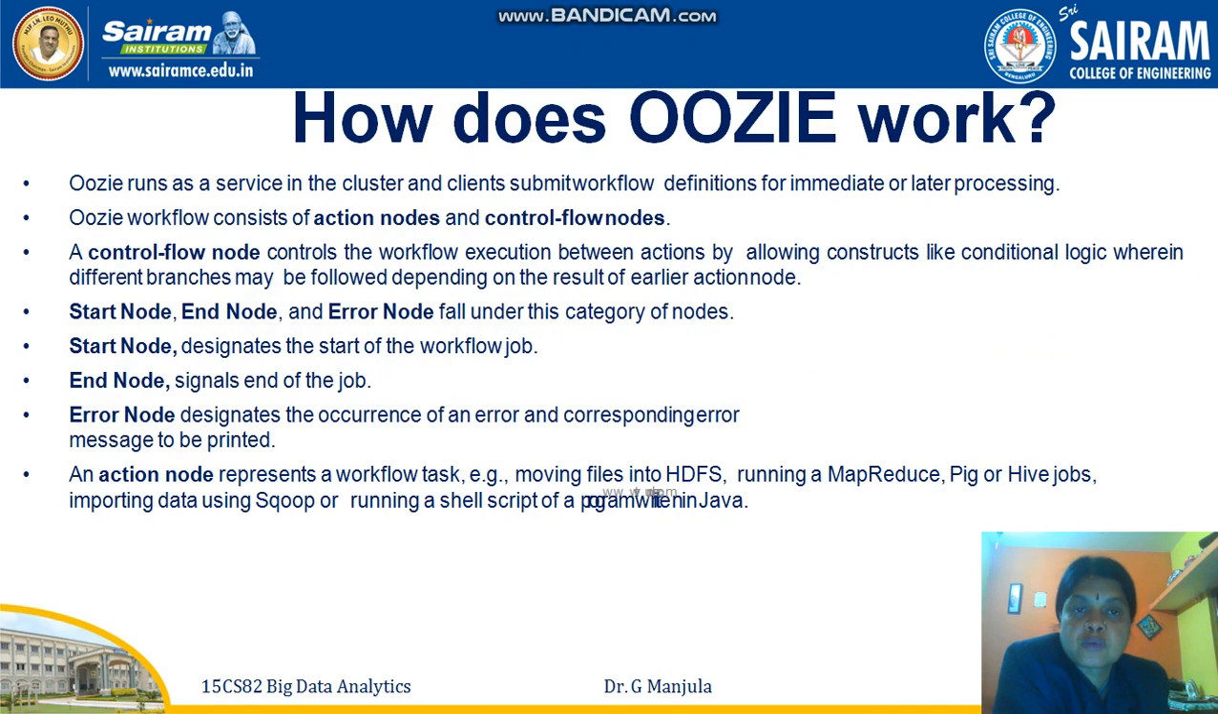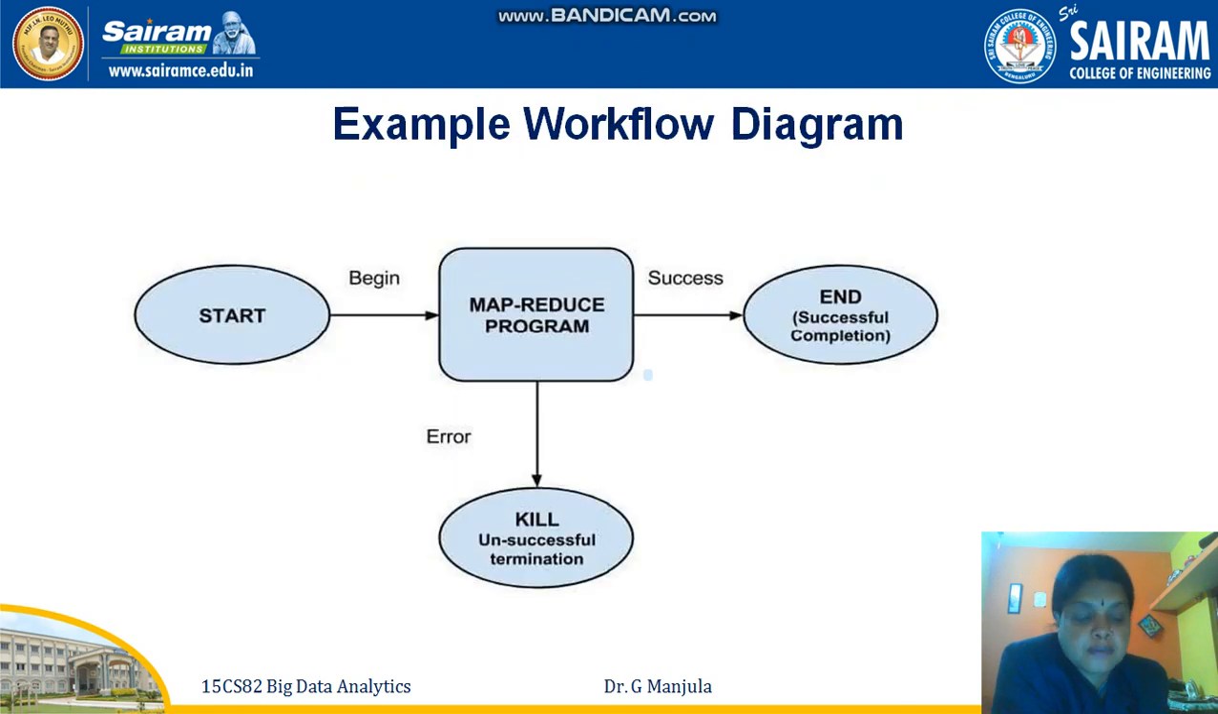I will explain with one example. See here, this is Apache Oozie. First it will start, then move on to the MapReduce step, and then it will kill. If I find any error, it will immediately kill, which is an unsuccessful termination. If there is no error, it will automatically reach the end with successful completion. So this is the meaning of Oozie.